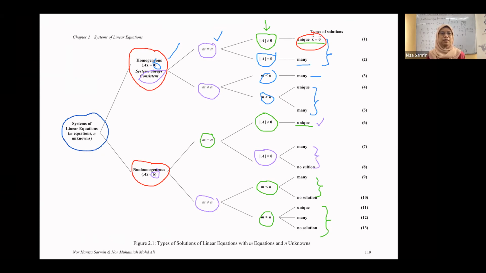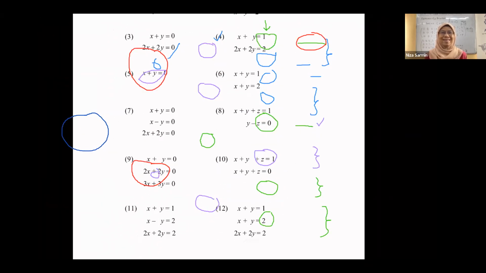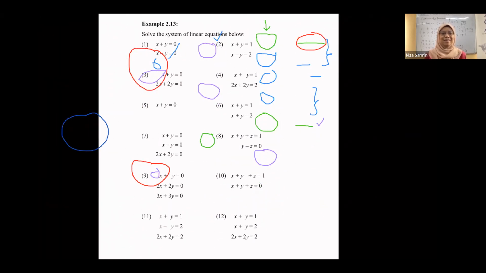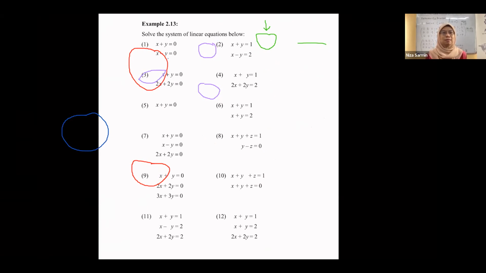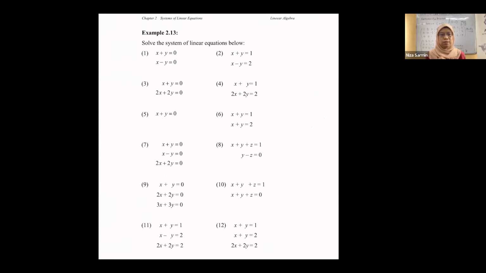And the next page is an example to show all these 13 cases. So what you have to do after today is to try and solve each one of these.